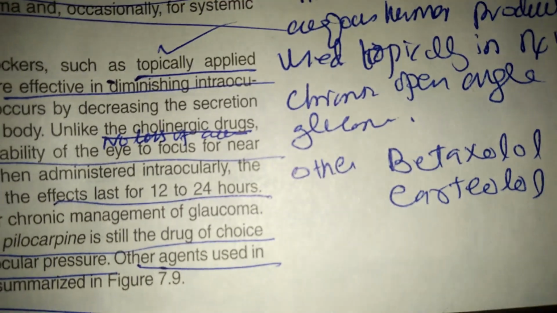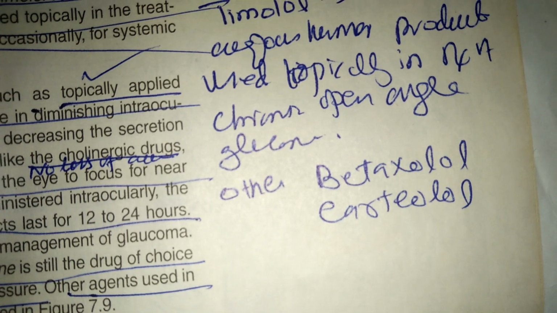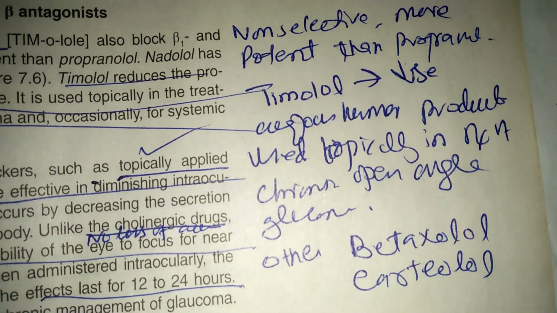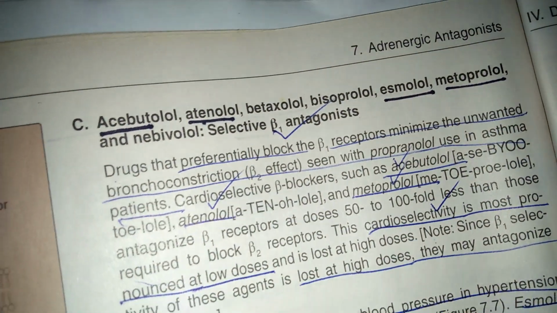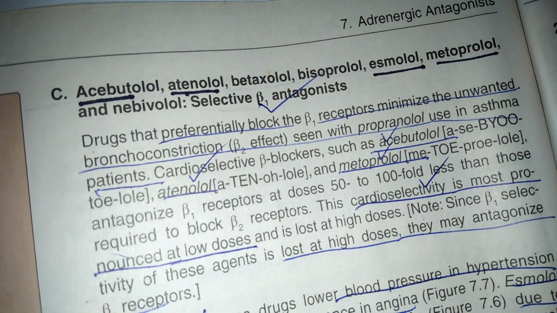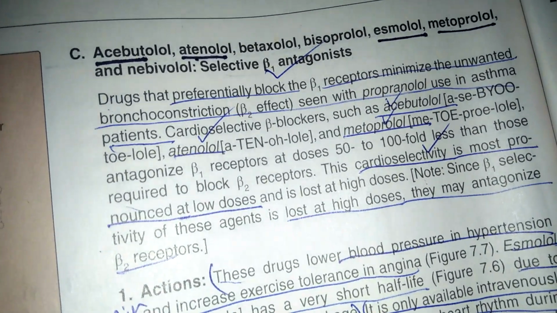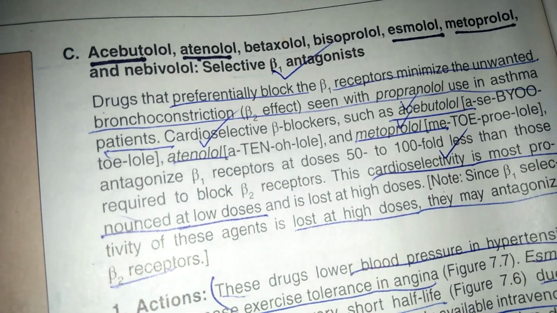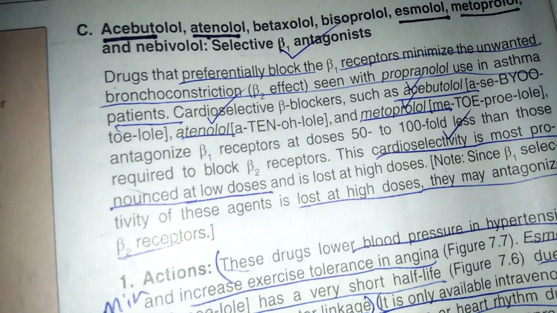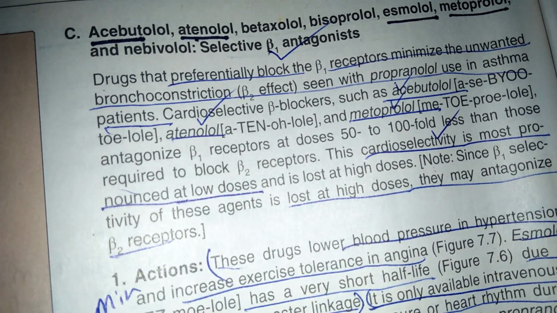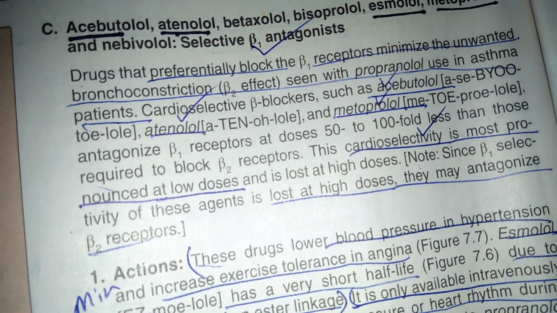And we have other agents which can also be used in glaucoma, like betaxolol and carteolol. But remember Timolol. Here you just need to remember the beta 1 selective agents and their importance. The major importance of these beta 1 selective agents is that they are useful in hypertensive patients with asthma. They are cardioselective. They don't have an effect on bronchi. They do not produce bronchoconstriction.